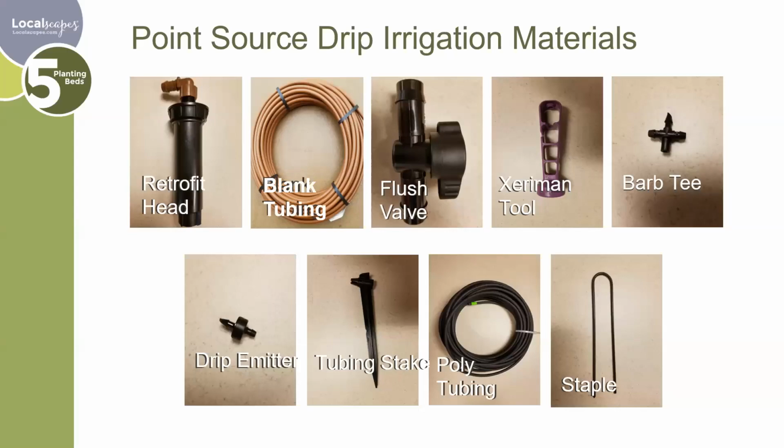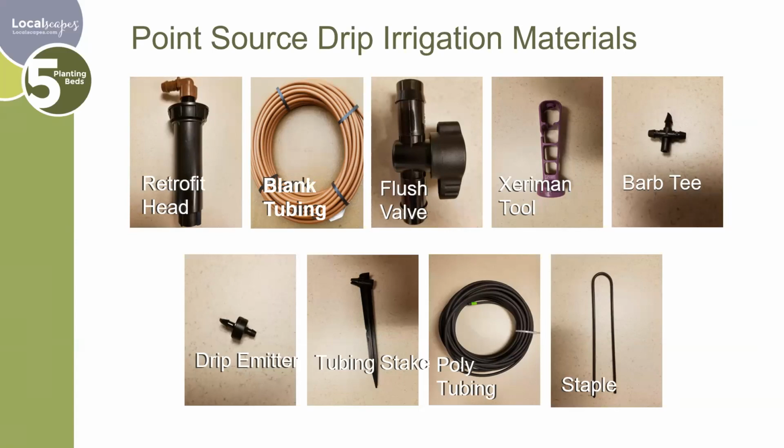Now with point source drip, there's a little bit of a difference in the pieces. You have the retrofit head, which is the same. We have the blank tubing, which again runs down the length. So usually with point source drip, you have 1 line of blank tubing down your plant bed, and then you have the poly tubing, which is there on the bottom, and that's connecting to your blank tubing, and then that's going to all the different plants.